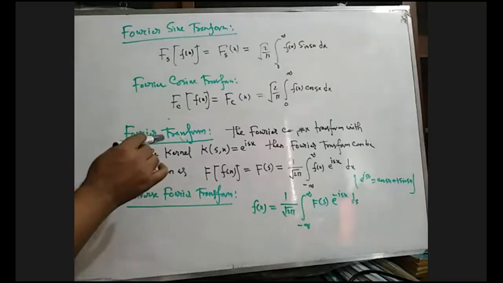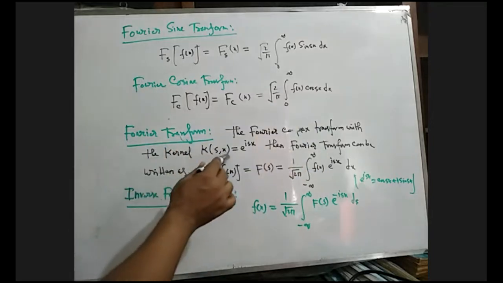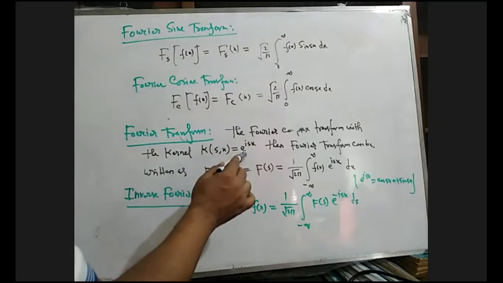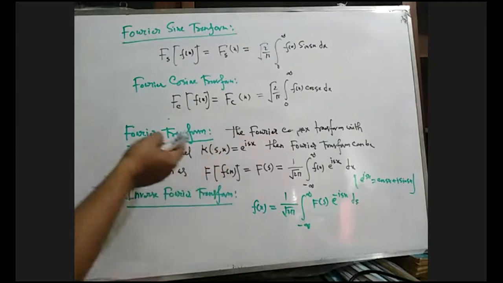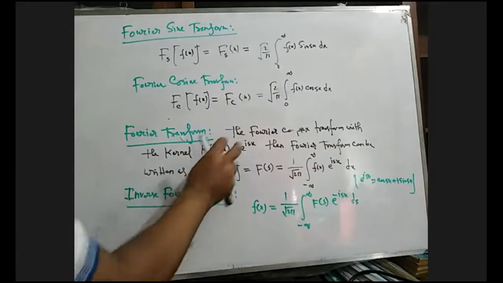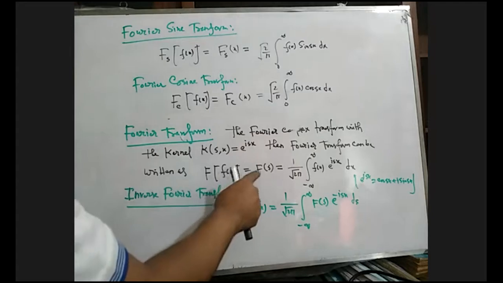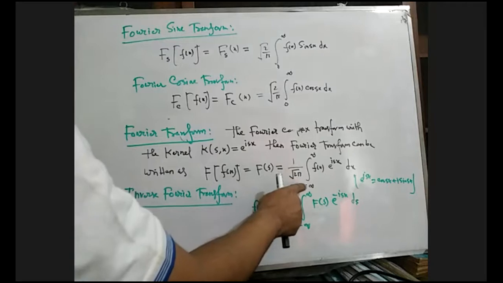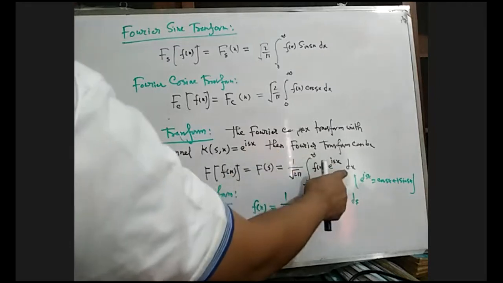So what is the Fourier transform? The Fourier complex transform with the kernel K(s,x) equals e to the power isx. This is actually an exponential function with the parameters s and x. This is called the kernel of sx. Then the Fourier transform of f of x equals F of s, which is 1 by root over twice pi, integral from minus infinity to plus infinity of f of x e to the power isx dx, with respect to x.